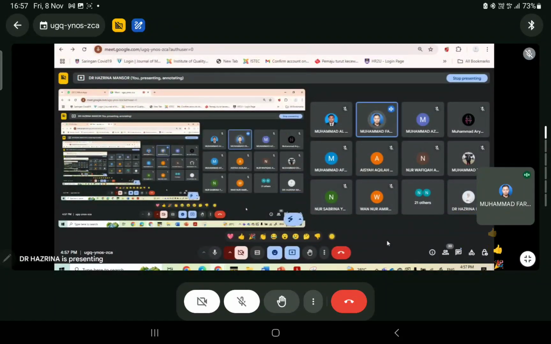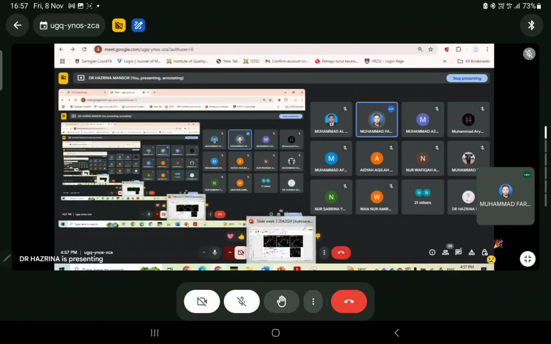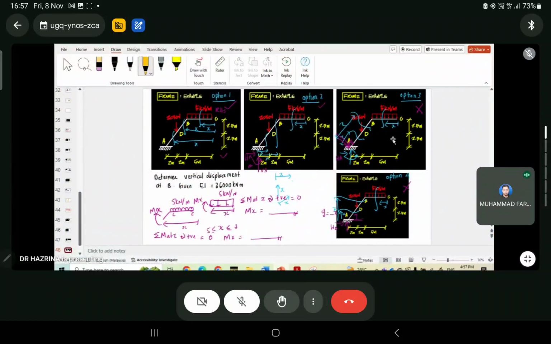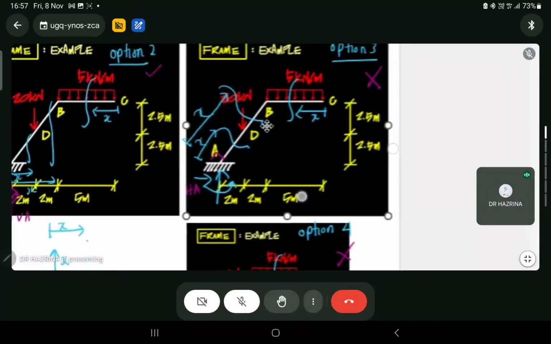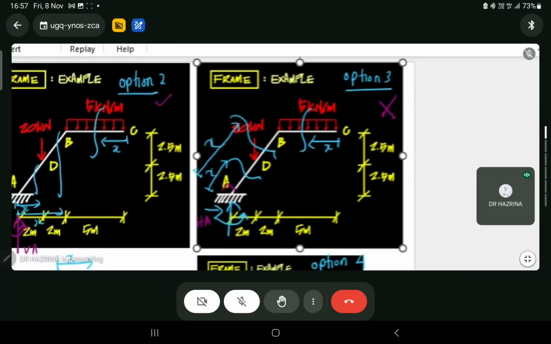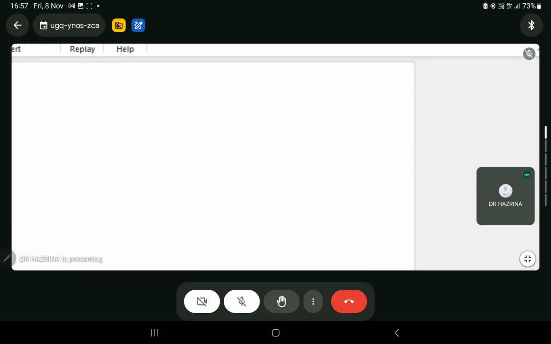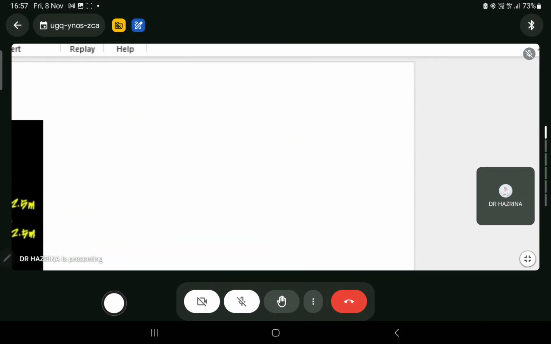Saya tak faham yang untuk frame option 3 tu. Frame option 3. Kat mana tak faham? Yang dekat incline tu. Dekat incline ni, kalau you pilih incline, sebab kalau you pilih incline, you akan jadi dia bukanlah salah, boleh, tapi dia akan jadi macam ni.